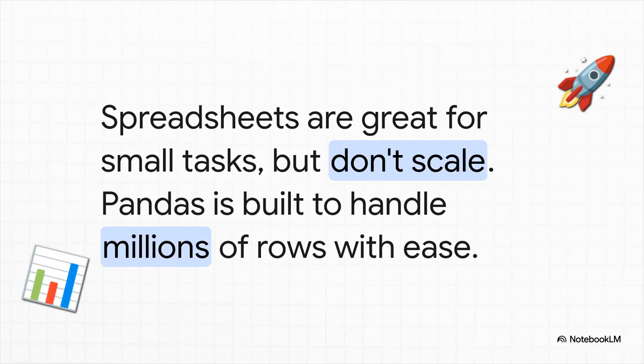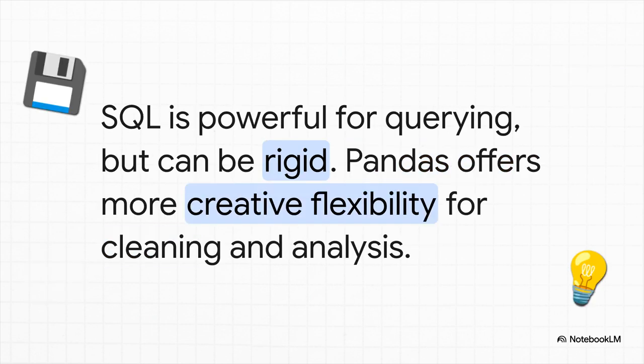Look, we all love spreadsheets for small stuff, but they have a breaking point. The second you get into hundreds of thousands or millions of rows, they just slow to a crawl. Pandas, on the other hand, is built to handle that kind of scale without breaking a sweat. Then, on the other end of the spectrum, you have these super powerful databases that use SQL. They are fantastic for storing and pulling huge amounts of data efficiently. But when you want to do really complex cleaning, tricky calculations, or just explore the data, that rigid structure of SQL can sometimes get in the way. Pandas gives you all that creative freedom.